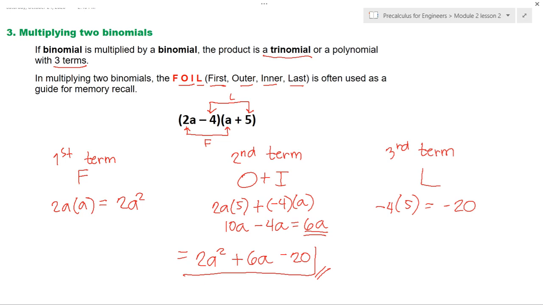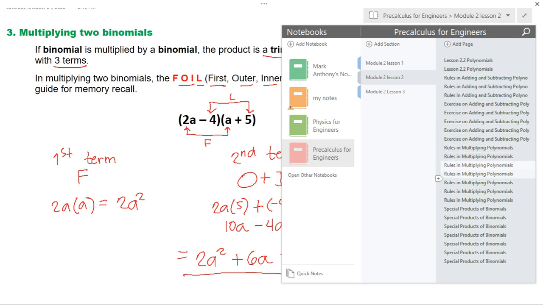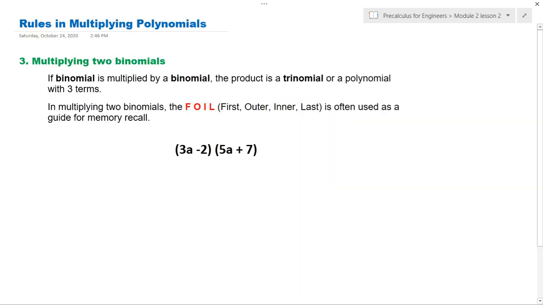Okay, don't forget: first, outer, inner, last. So, FOIL method. This is the FOIL method. Okay, so let's have another example. Let's say we have 3a minus 2 times 5a plus 7. So, again, lagay natin para visualize nyo.